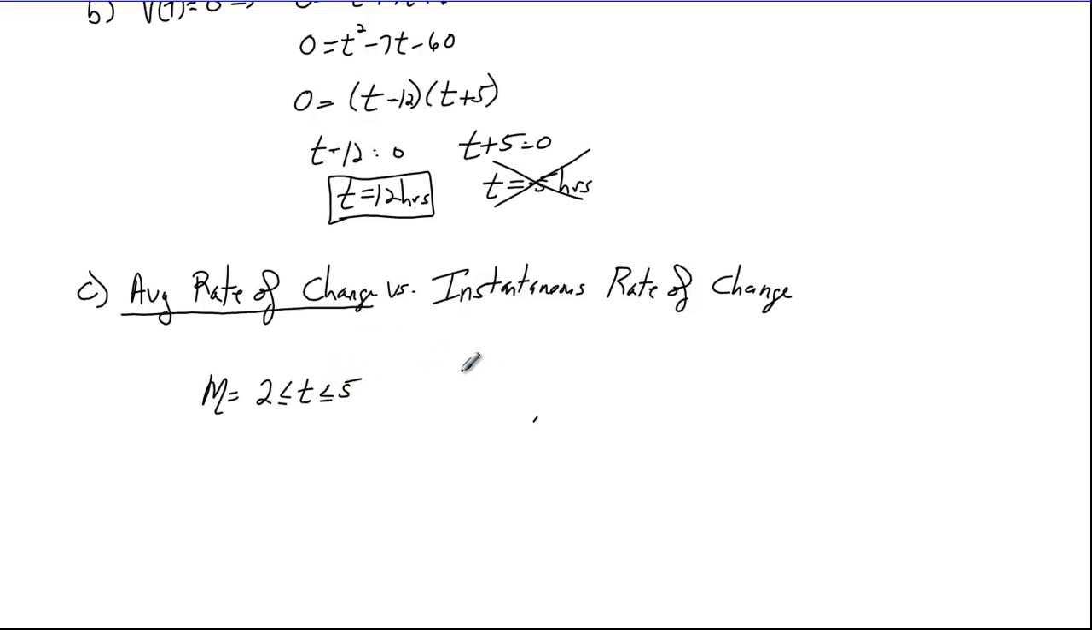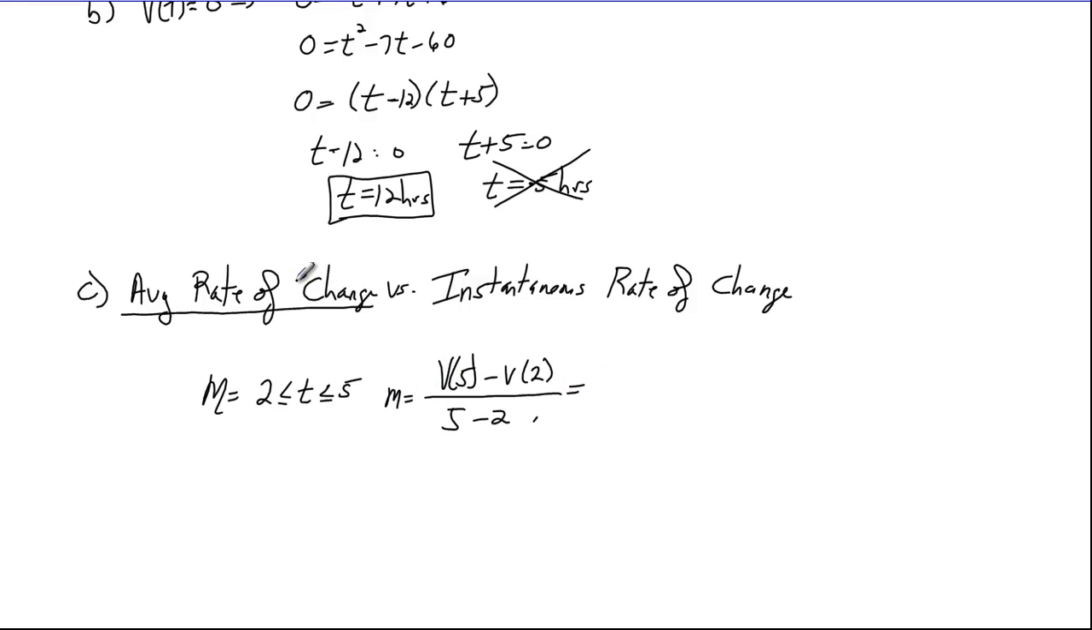So here we are going to find the slope between these 2 points. So we're going to find v of 5 minus v of 2 all over 5 minus 2. And this is just your y2 minus y1 over x2 minus x1. So all this is just computing a slope.